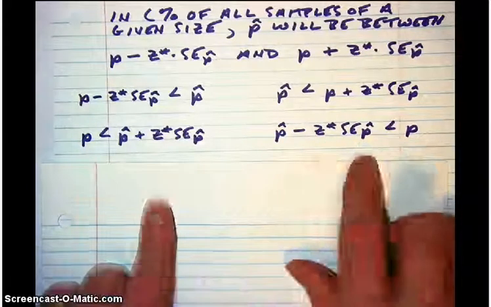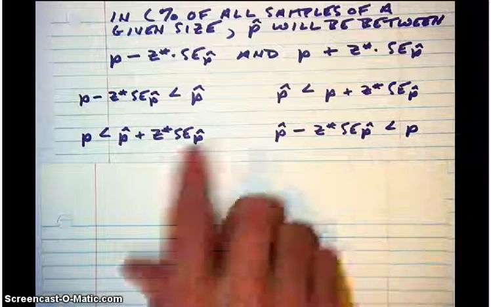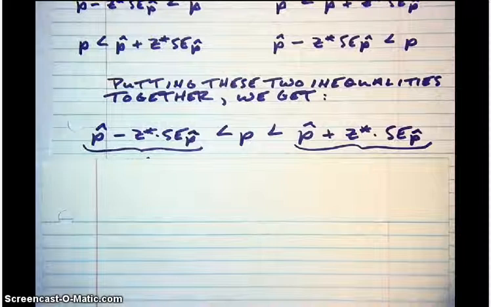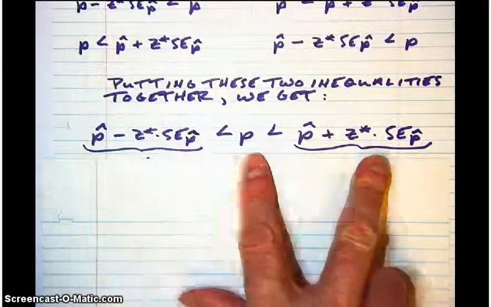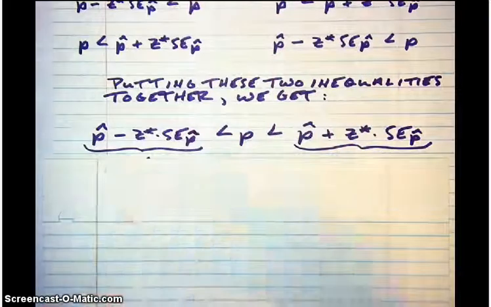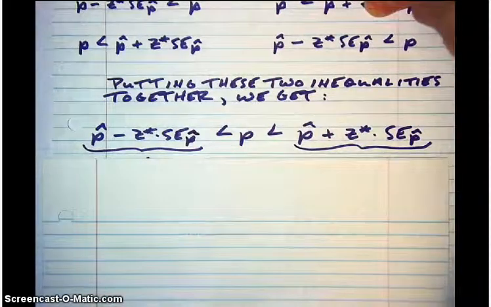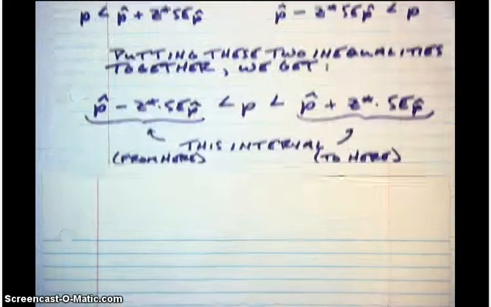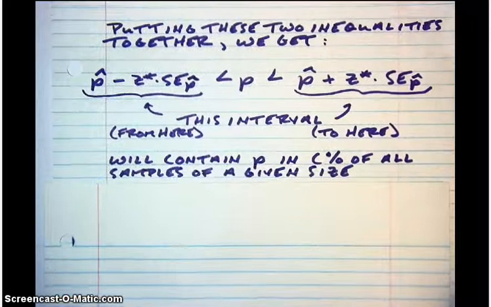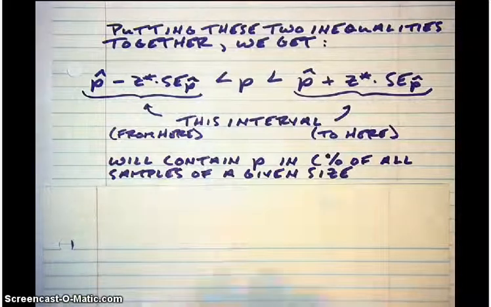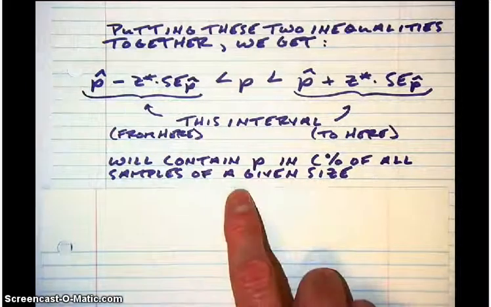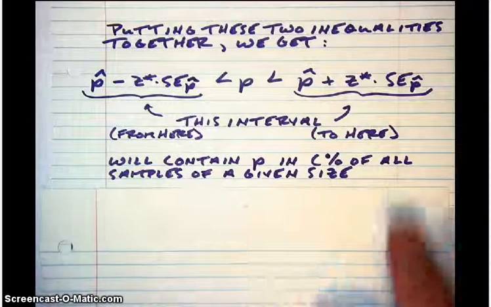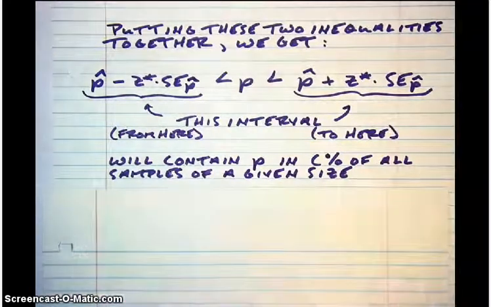Now I'm going to put these two things together. This is the lower boundary for p, this is the upper boundary for p, and that is going to give me my confidence interval. So I basically took this, I moved it over here, that whole thing, and then I took that and I moved it over here, and I put them all together into one compound inequality. Now, in C% of all the samples we can take of a given size, this interval from this boundary to that boundary will contain p in C% of all those samples. So that's what connects the boundaries of this interval to that level of confidence right there.